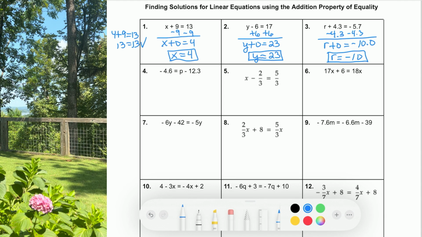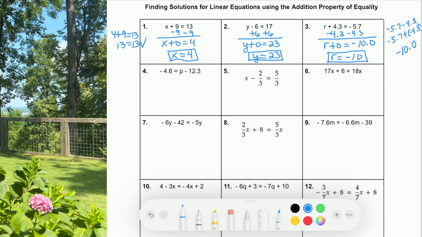All right, this negative 5.7 minus 4.3, if it was written out like this, you would know to do the keep, change. And if you still need to do that, please do, okay? So that tells me I add them and keep the sign, which was the negative 10.0, okay? All right, let's look at number 4.